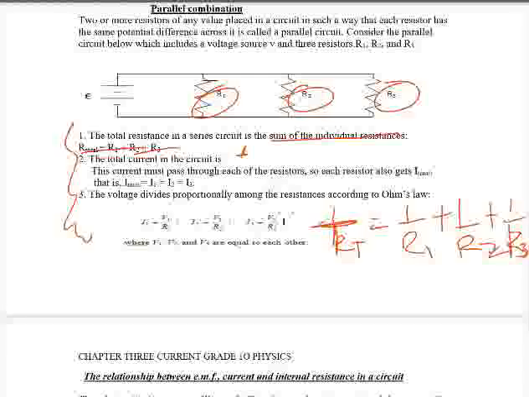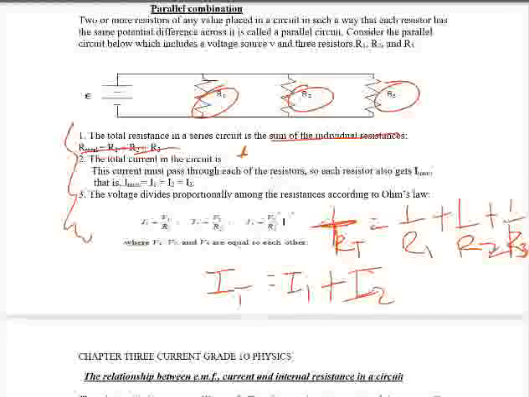After we add, we invert the value. And the total current is equivalent to the sum of the currents across each resistor. That means I1 plus I2 plus I3, since we have three resistors. This gives us the total current.